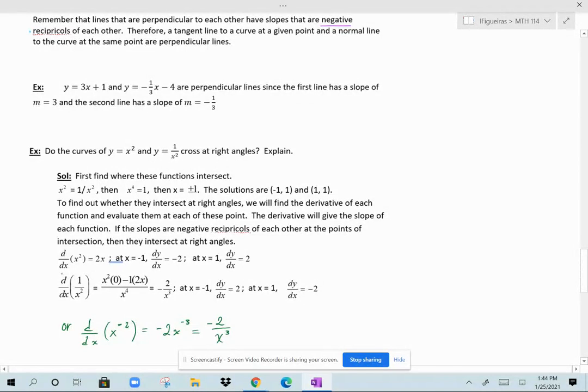Okay, so let's take the derivative of the first one first. So the derivative of x squared is 2x. So when x is -1, my derivative is -2.